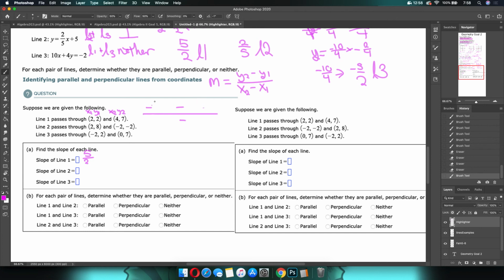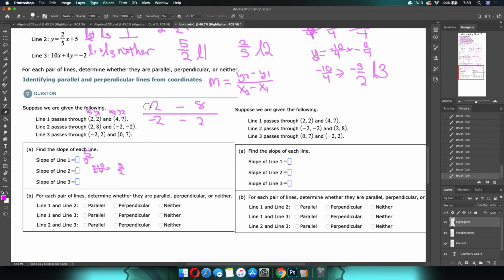All right, next one. y2 is going to be -2 minus, what's our y1? 8. Well, x2 is going to be -2. What's our x1? 2. Okay, -2 minus 8 is -10. -2 minus 2 is -4. Double negative makes a positive. That simplifies to 5 over 2.